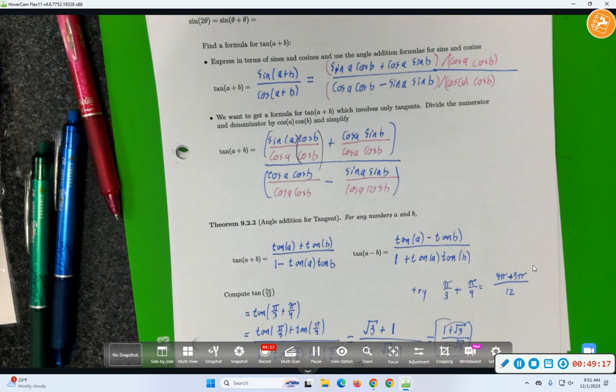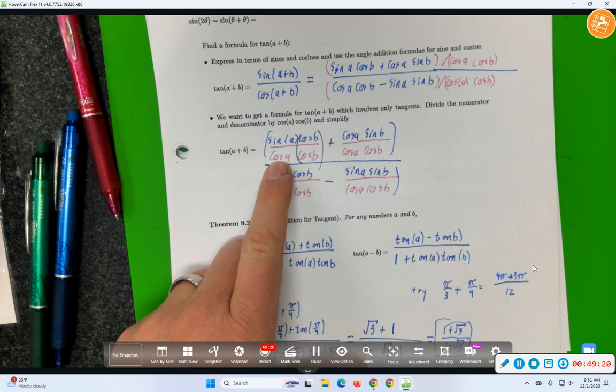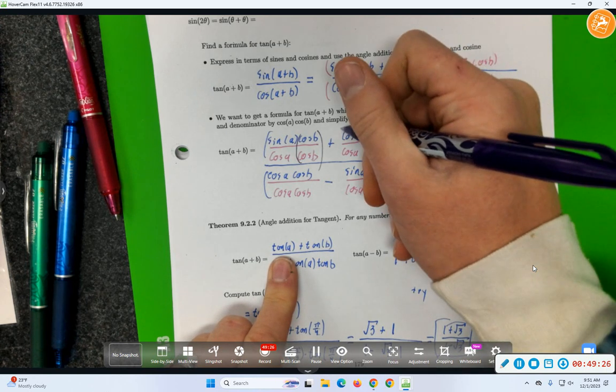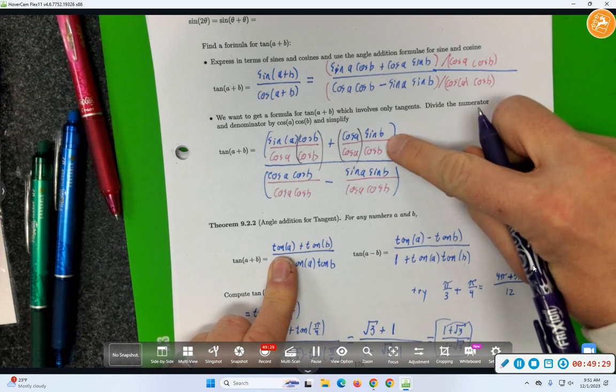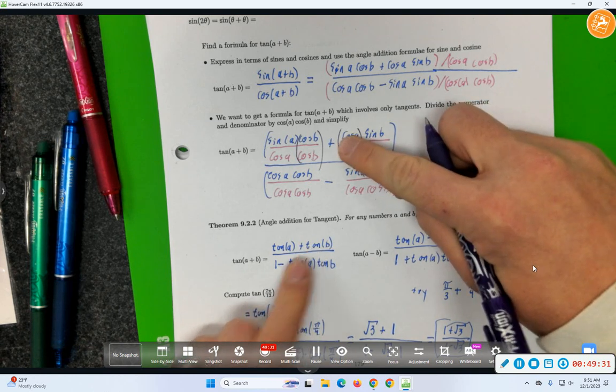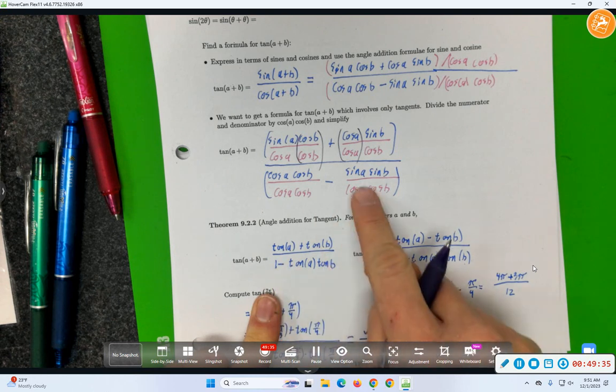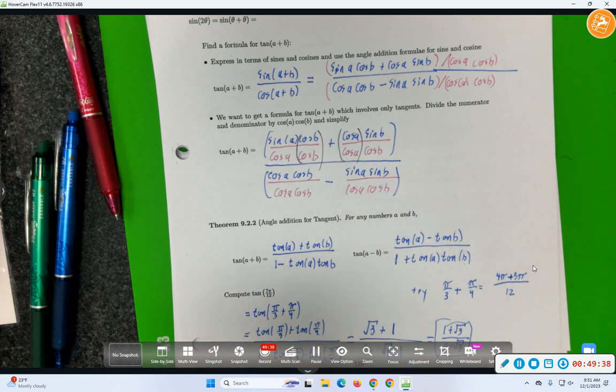Those two can cancel. Oh, that leaves me with sine over cosine. What's sine over cosine? Tangent. That's where that tangent A comes from. Cosine A, cosine B. Those cancel, leaving me with tangent B. Everything in this term cancels, leaving me with 1. There's tangent A, there's tangent B. That's where the angle addition formula for tangent is. And so there's no deep factor. It's just the same idea. If you know something for sine and you know something for cosine, you can picture it.